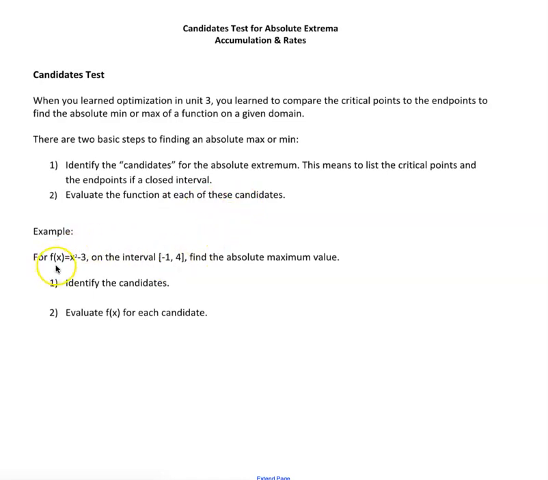So let's take a look at just a basic example. f of x equals x squared minus 3, on the closed interval from -1 to 4. We're looking to find the absolute maximum value. So the very first thing that we need to do is to identify the candidates. Well, to do that, we first need our critical points. So f prime is taken by differentiating x squared minus 3, so f prime equals just 2x. And f prime equals 0 where x equals 0. So one of our candidates is the critical point where x equals 0. The other 2 candidates are the endpoints of the domain, which is where x equals -1 and x equals 4. And then we have to evaluate the function for each candidate.